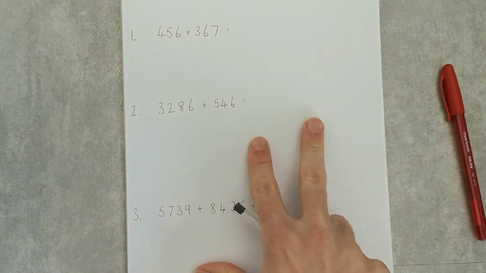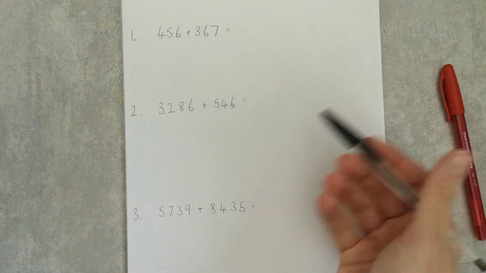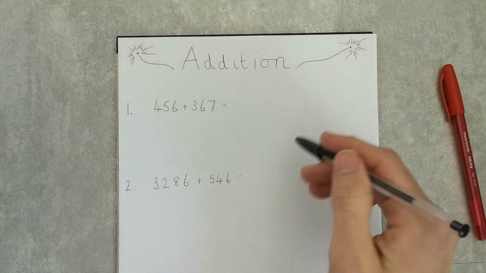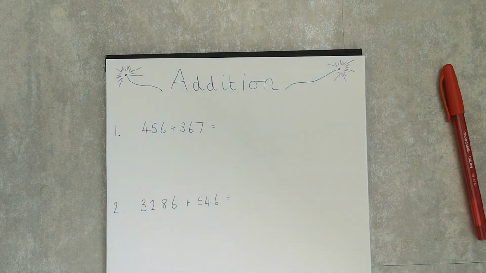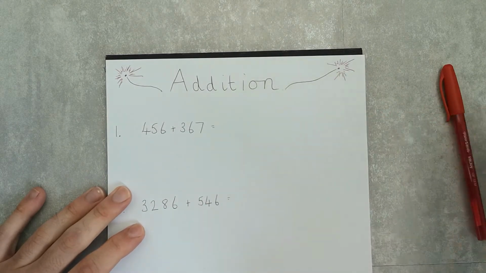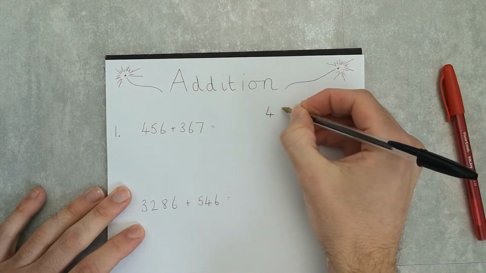Now, starting off relatively simple, we're going to have some exchanges going on, so we're moving over the place value. So we're going to see how we're going to do it. Let's start off with the first one. We're going to use column addition today, so we're going to write it in a column.